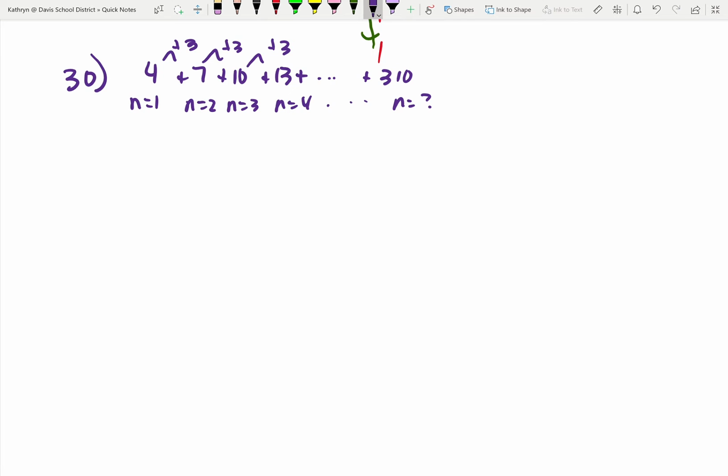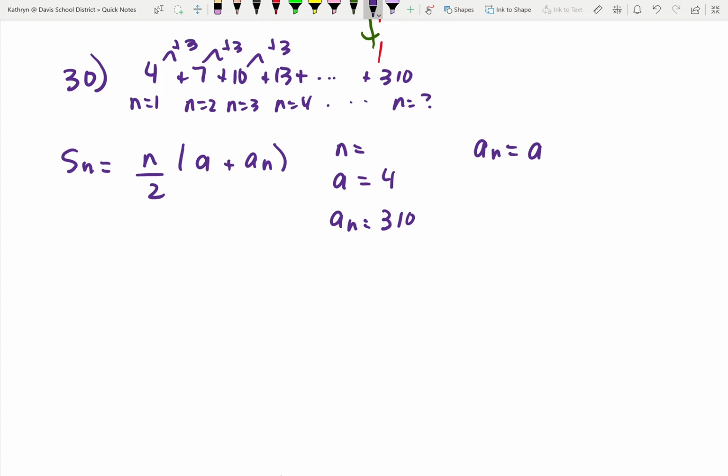The formula for the sum of arithmetic is S sub n equals n divided by 2 times (a plus a sub n). So in order to find this, I need to know a, n, and a sub n. a is the first term, that's 4. a sub n is the last term, that's 310. The problem is I don't know what term number that is, but I can find it because this is just a number. So to find it, I have to go to the other formula.